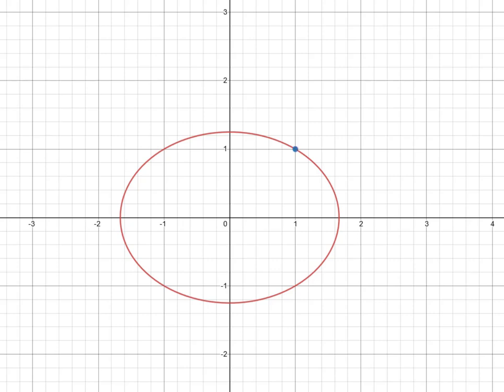So this point (1, 1) mirrors across the y-axis to (-1, 1). It mirrors across the x-axis to (1, -1). And then it mirrors through the origin, or is symmetric about the origin, to (-1, -1). Okay, so this one had a lot of symmetry, and it's because it's an ellipse.